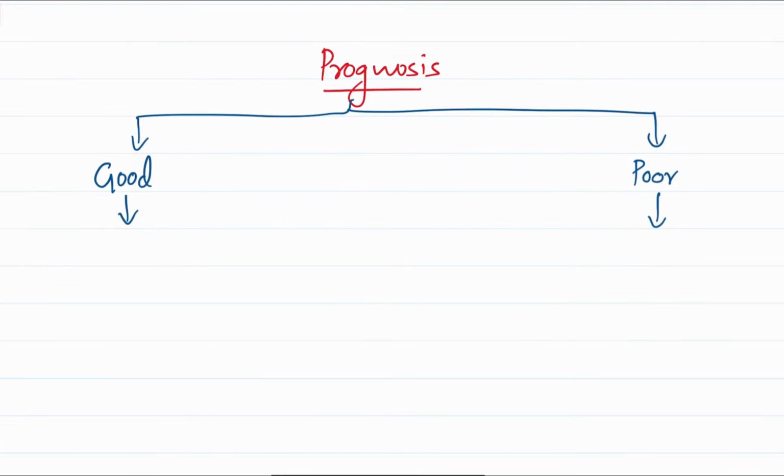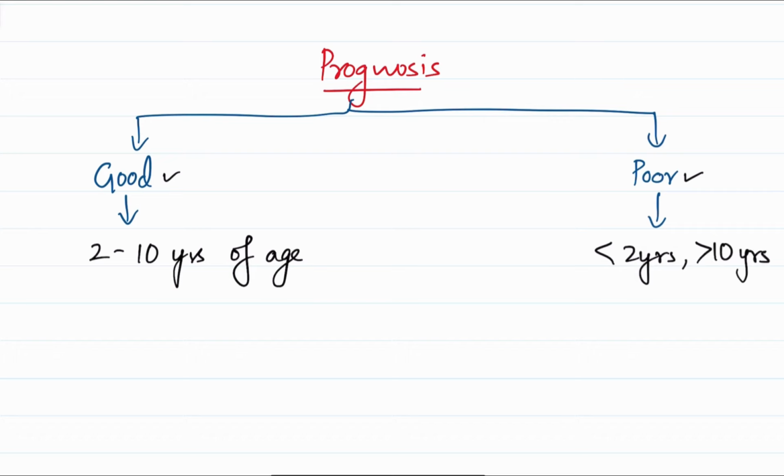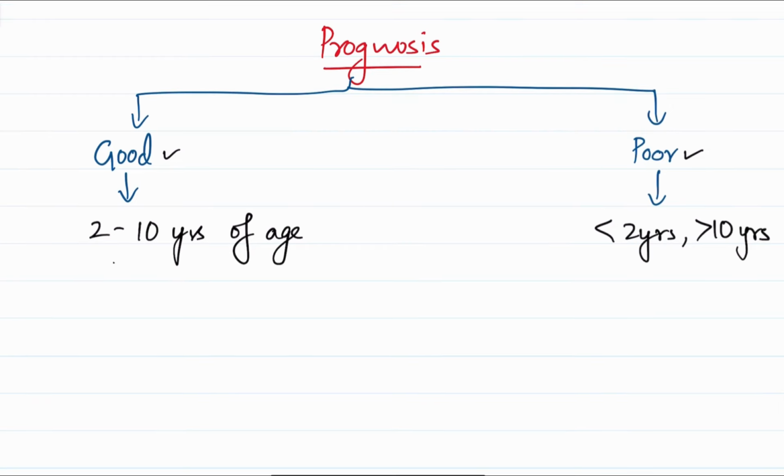Now coming to the prognosis. There are some features which indicate a good prognosis, while there are some other features which indicate a poor prognosis. So let's speak about factors which favor a good prognosis. First is the age. Age between 2 to 10 years is a factor for good prognosis. Whereas a younger age, below 2 years, or older age, above 10 years, both of these extremes of age have a poor prognosis. After age, the next factor is sex. Females have a better prognosis compared to males.